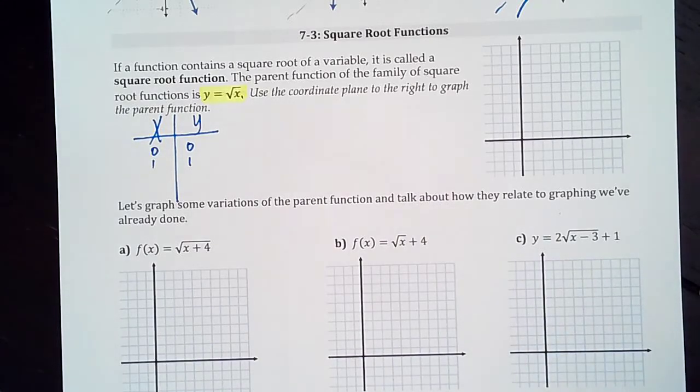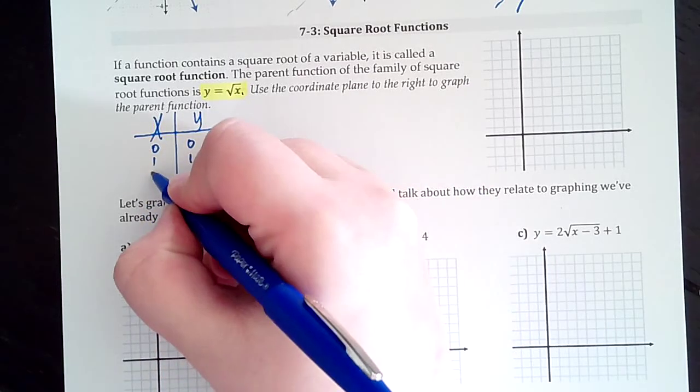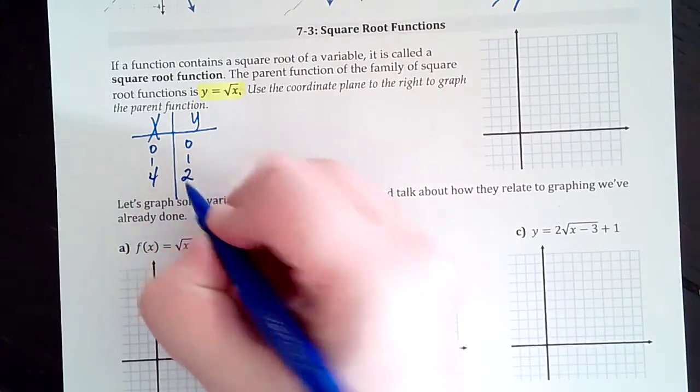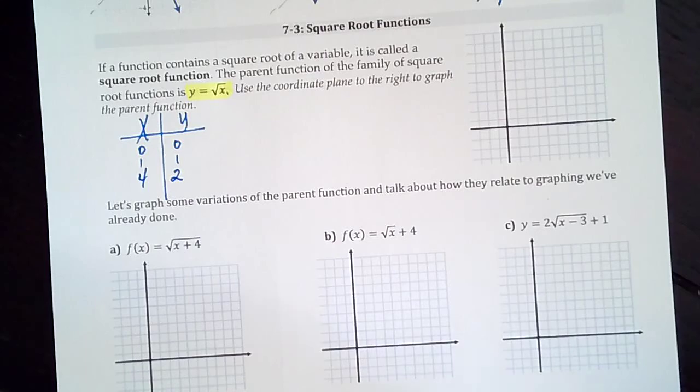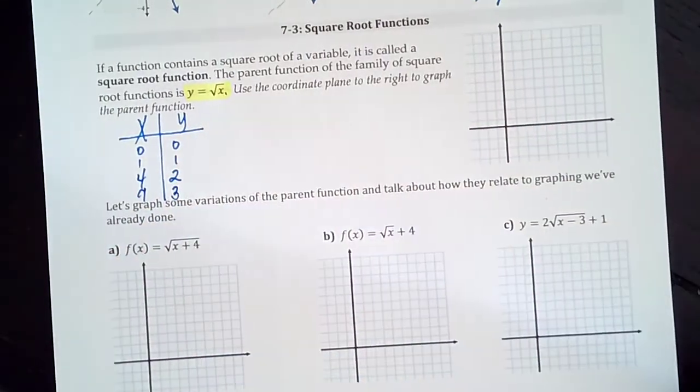Now, while we could approximate it, I don't really like working with the calculator any more than I have to. So I'm going to skip 2. I'm going to skip 3. But I know that the square root of 4 is nice with 2. And then I know the next nice perfect square would be 9, and it would give me 3.